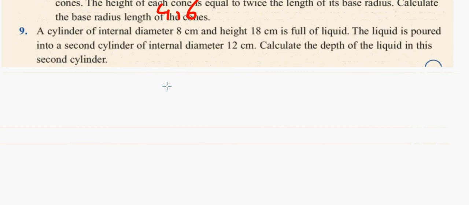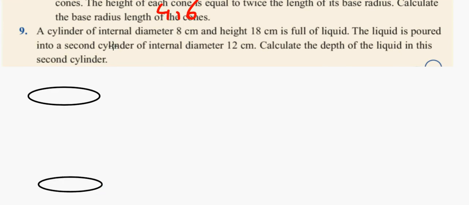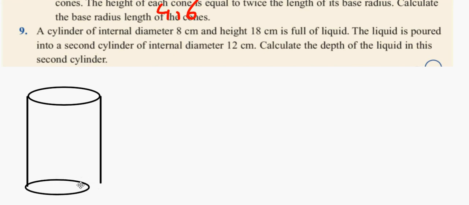So, a cylinder of internal diameter 8 and height 18 is full of liquid. No bother. So, everybody cool with that? You get the gist, right? So what's the radius? Radius is 4. Height 18.